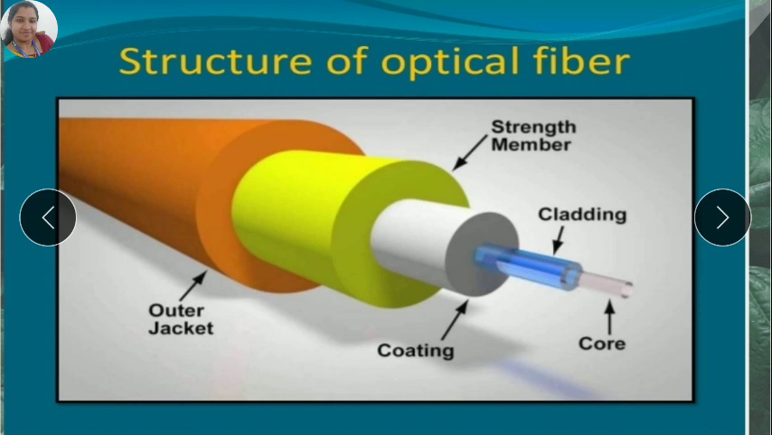Light is transmitted through this core, and this core is a dielectric material, and this cladding is also another dielectric material. The center portion is called the core and the outer covering is called the cladding. These two are important. Then this core and cladding are protected by three layers of covering, that is the coating, then the strengthening covering, then the outer jacket.